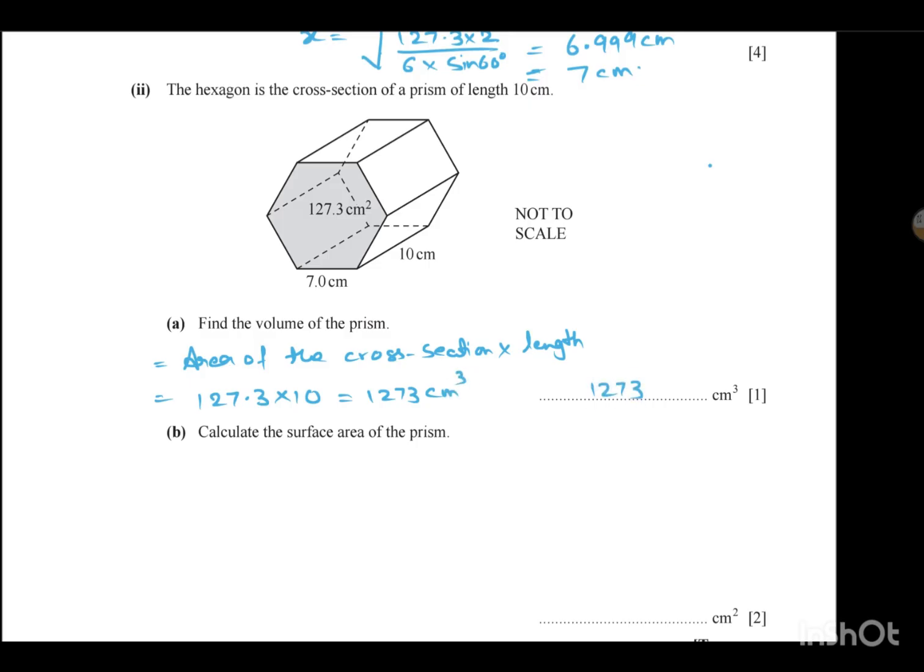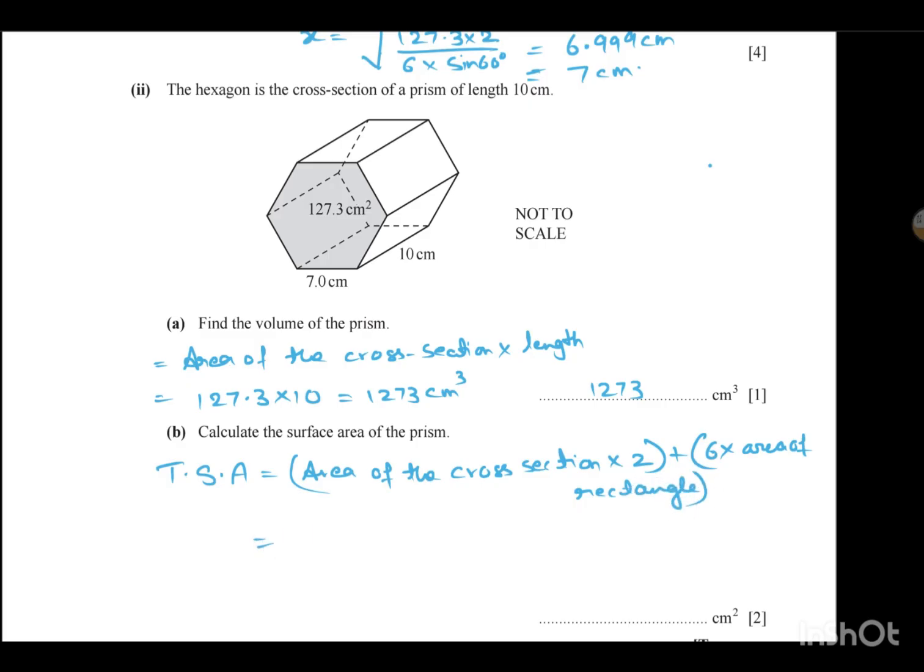Question number A is done. B. Calculate the surface area of the prism. So the surface area of the prism will be area of the cross section. It has two cross sections, so multiplied by 2, plus area of 6 rectangles. So 6 into area of rectangle.